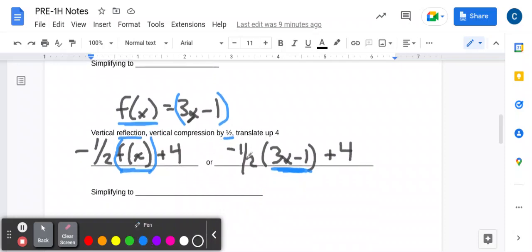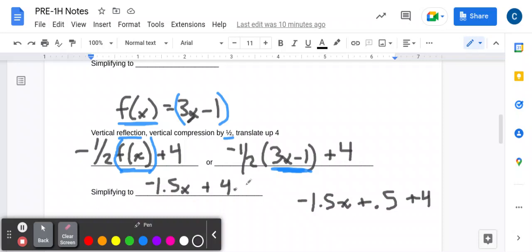So simplifying this function out, negative 1/2 times 3x is going to be negative 1.5x. Negative 1/2 times negative 1 is going to be positive 1/2, so plus 0.5. And then we're going to add the 4 on the outside here as well. All right, so negative 1.5x plus 0.5 plus 4. That'll give us negative 1.5x plus 4.5. Negative 1.5x plus 0.5 plus 4 is negative 1.5x plus 4.5, okay?